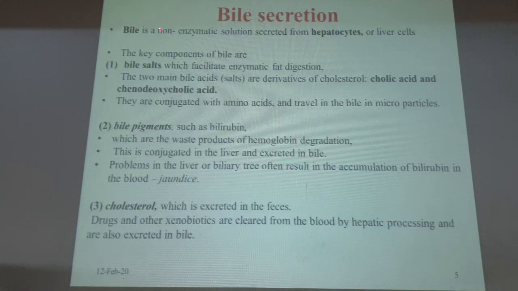So bile is an enzymatic solution secreted by the hepatocytes. Volume is about 500 ml to about 1200 milliliter in 24 hours, with a pH of 8. This means it's alkaline.